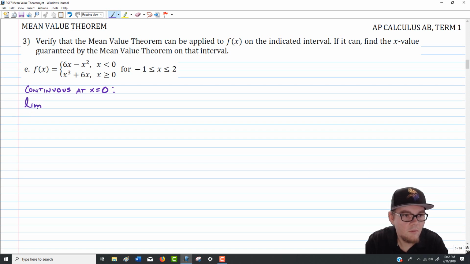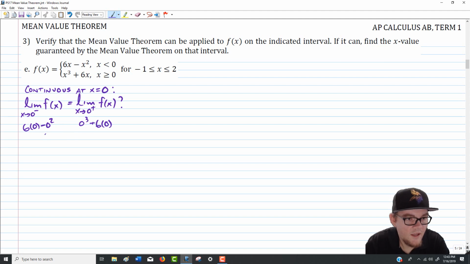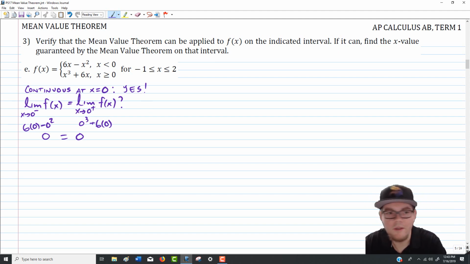So in grand fashion, we're going to take the limit as x approaches 0 from the left of f of x, and we're going to check if it's equal to the limit as x approaches 0 from the right of f of x. So again, we're asking the question. I'm plugging in down here. If we plug in 0, we get 6 times 0 minus 0 squared. And on the other side, we get 0 cubed plus 6 times 0. Oh, that was easy. Okay, so that gives us 0 and 0, which are equal. So yes, this is a continuous function. Good job, we determined that portion. At least we know it's continuous.